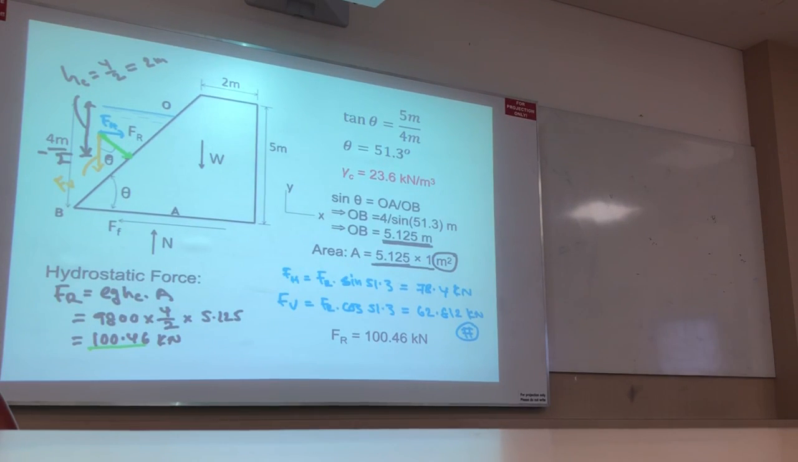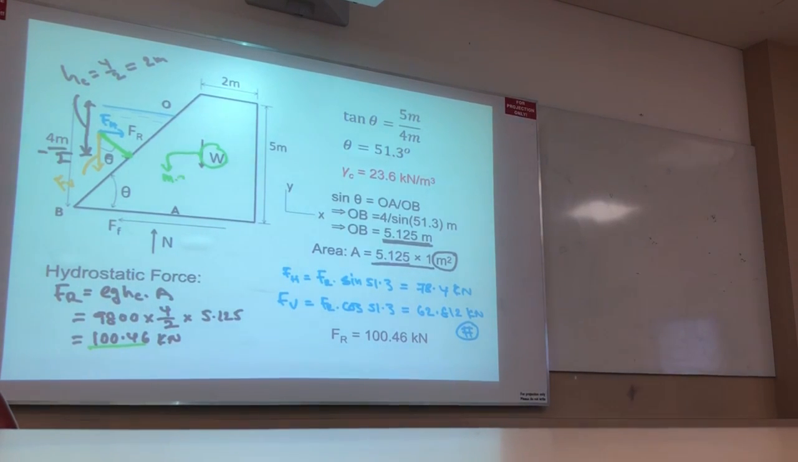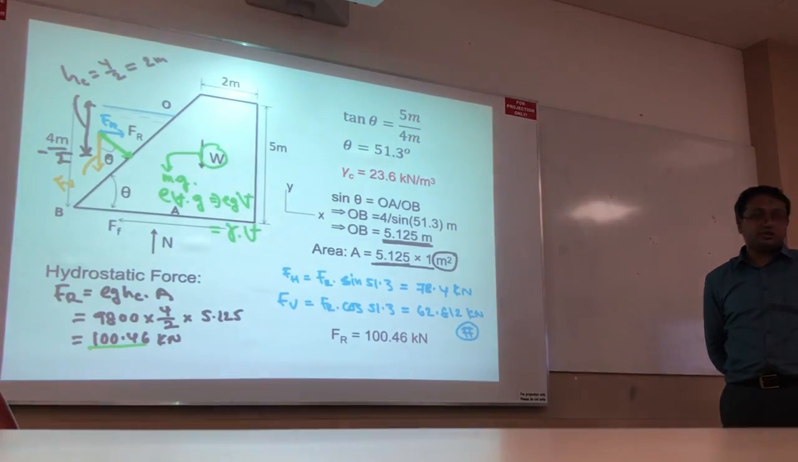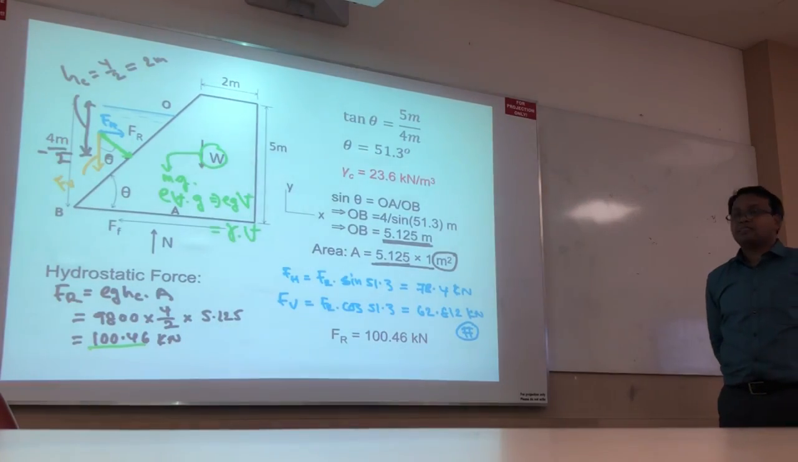What is the value of m? Okay, I show you here first. What is this? M times g. What is m? Rho V. Correct. Then rho gV is equivalent to gamma times V. Gamma is given, right? 23.6 kilonewton per meter cube. Then gamma is given. What is the volume?